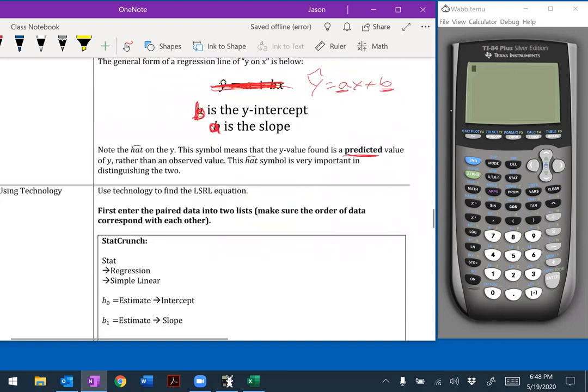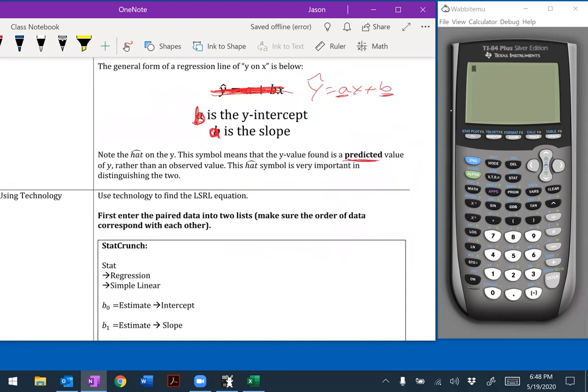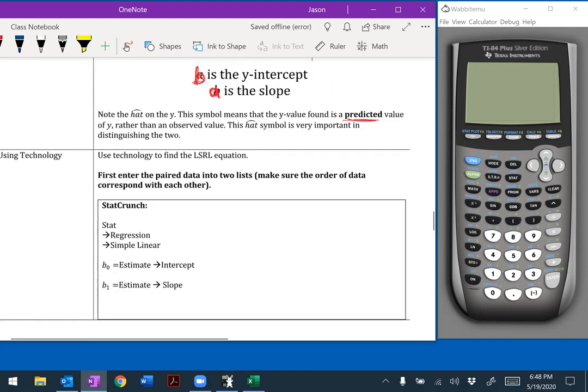We can use technology to find the least squares regression line, LSRL. I'm just going to call it the regression equation. First, enter the paired data into the two lists. Make sure that the order of data corresponds with each other. And then again, this is the intercept. We're going to call the intercept B, and we're going to call the slope A.